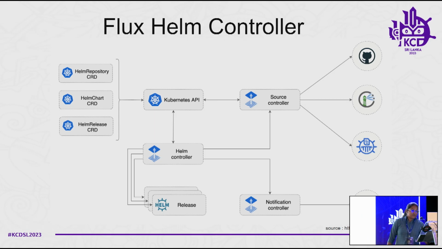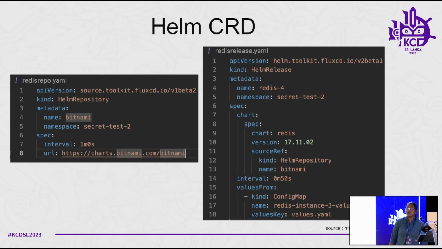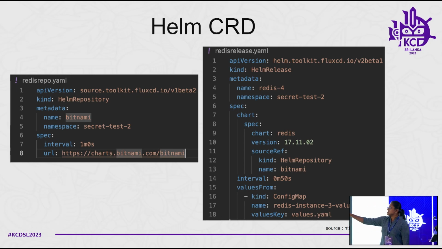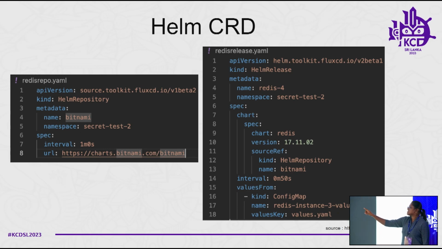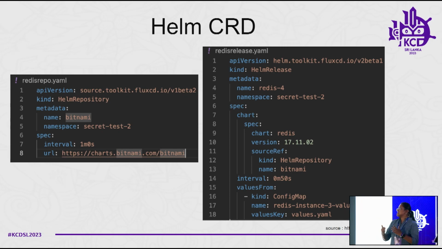So if I explain the CRDs, normally we have in Helm, one is Helm repository. So before adding charts, we have to have a Helm repository. So we define CRDs for Helm repository. You can see the kind is Helm repository, and under metadata, we have the repository name as Bitnami, and the namespace where this Helm repository YAML is going to be deployed. And under spec, we have the URL to the Helm repo.